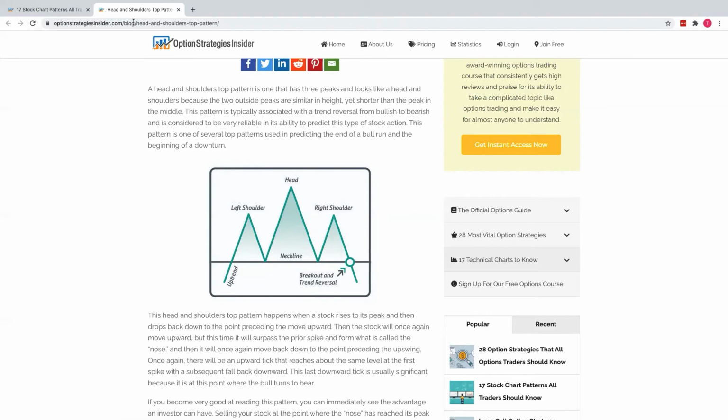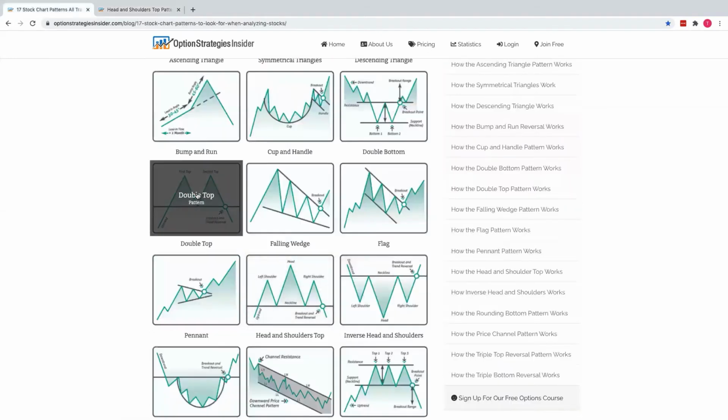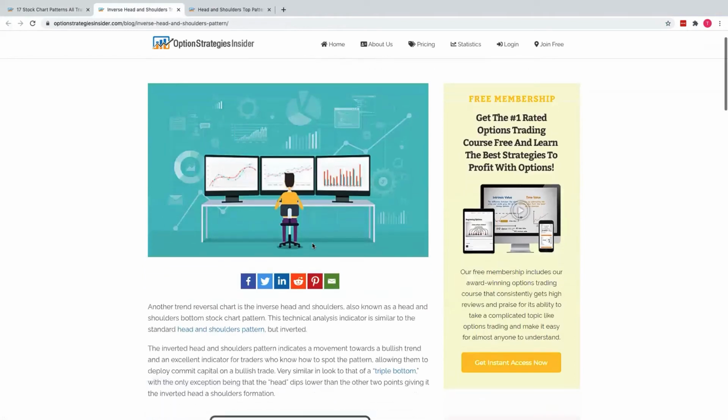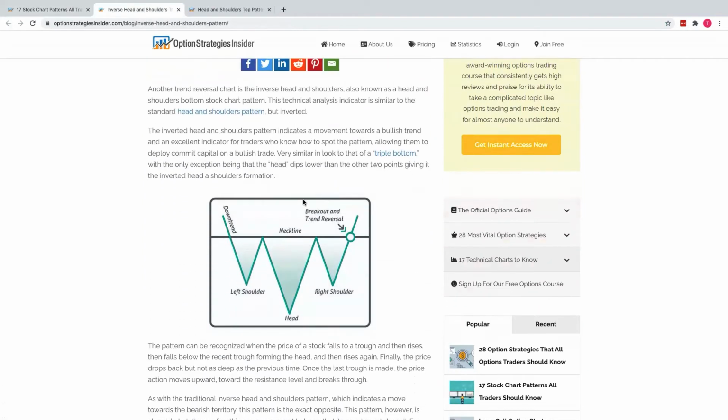Similarly, there is something called inverse head and shoulders. This is very, very similar. This is for the bullish reversal patterns. You come from the downtrend, you hit the neckline, as they call this trend line, and then it goes down and forms a lowest low. That means it forms a trough. So these are the patterns you should use.